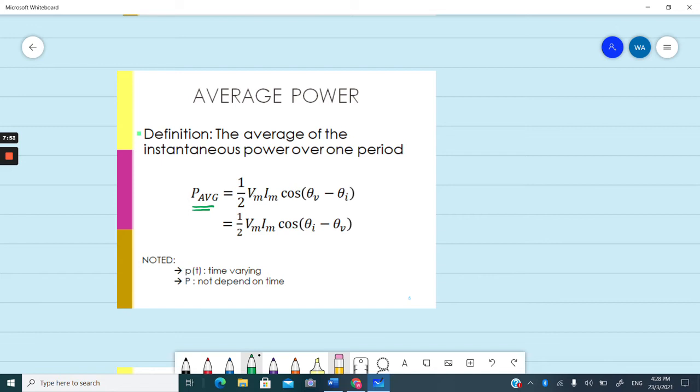You noted that the equation for average power does not depend on time. It has just the amplitude of voltage and amplitude of current, multiplied with the cosine of the angle of current minus angle of voltage. So this value will be a constant value, and the unit is watts, W.